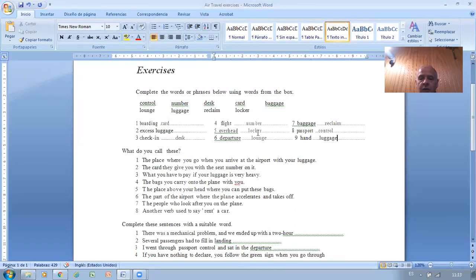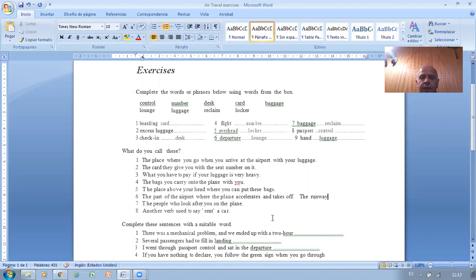The overhead locker. The part of the airport where the plane accelerates and takes off is called the runway. I'm going to write it in here. The runway is where the plane accelerates and takes off. Remember that to take off is when the plane starts flying. That is to take off.